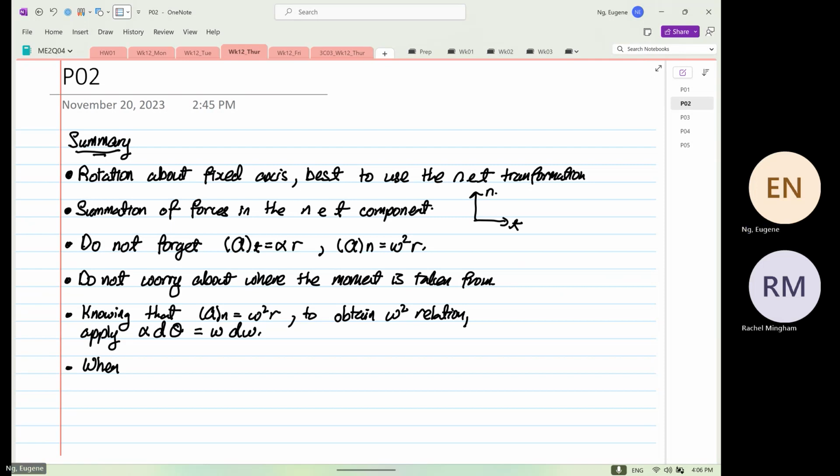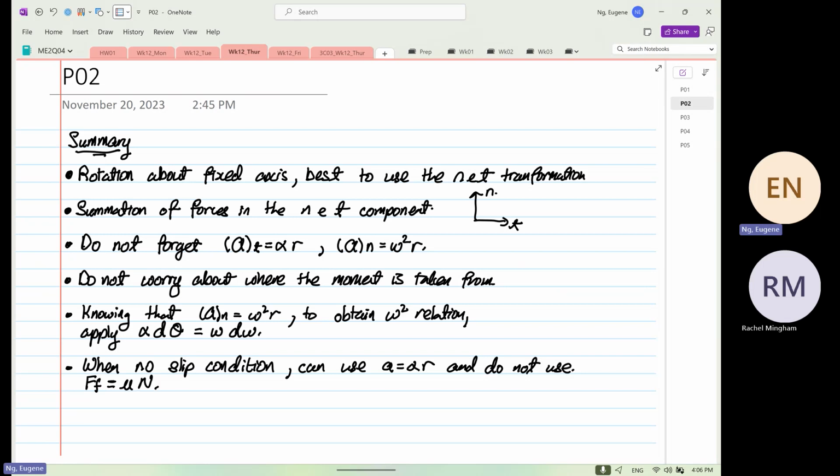when no slip condition, okay, can use A is equal to alpha R, and do not use FR or FF is equal to mu N, right?